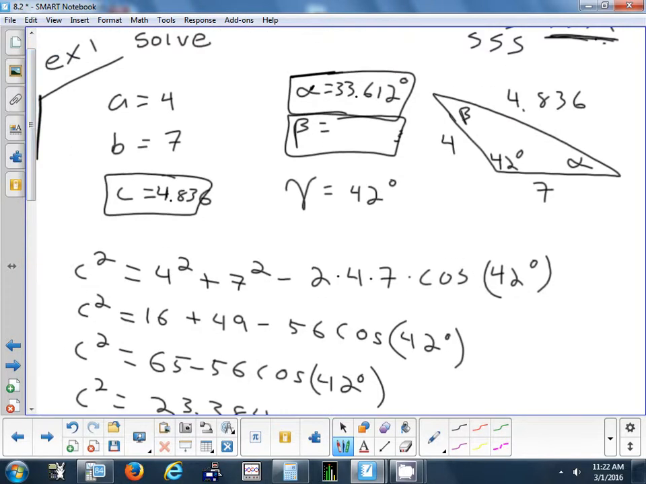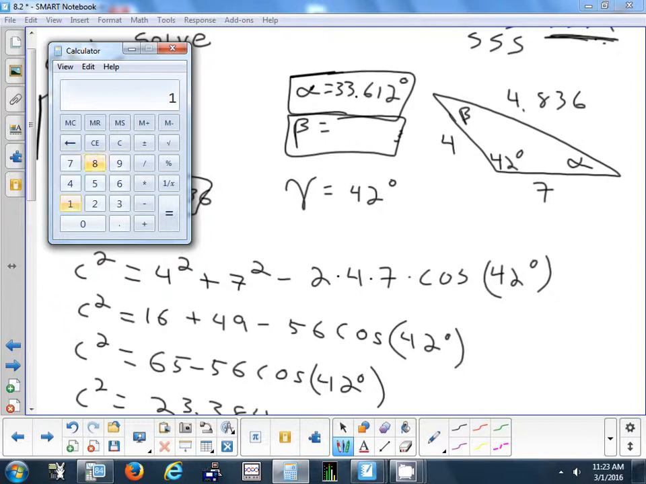Now, at this point, we've got two of the angles. We might as well just add them up, subtract from 180 to get the third angle. If you had extra time, what you could do is do law of cosines again for beta, see what you get. Add the other two, subtract from 180, see what you get. Should be the same. Okay? So you do have a way to check your answer, but it's going to take longer. So we'll add these up and then subtract from 180. 180 minus 33.612 minus 42. So if I did that right, you should get 104.388.